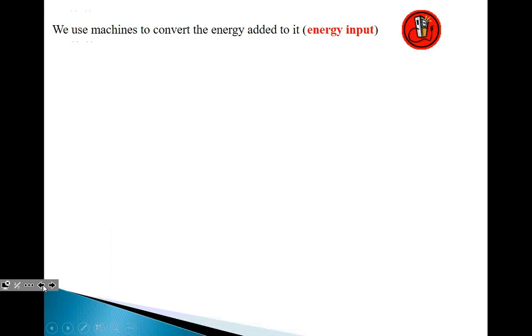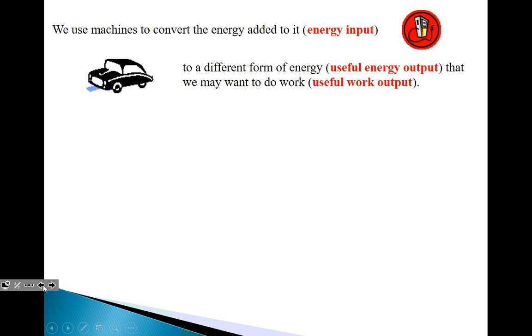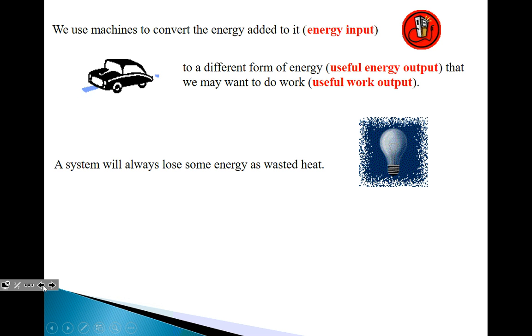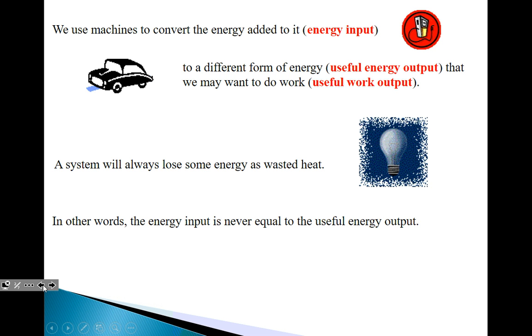Okay, so first of all, we use machines to convert energy added to it. We call that energy input energy. To do a different form of energy, useful energy output, that we may want to do work, which is your useful work output. A system will always lose some energy as wasted heat, as we knew from our previous podcast. In other words, the energy input is never equal to the useful energy output. Very rarely, or if ever, actually, do we get 100% efficiency.